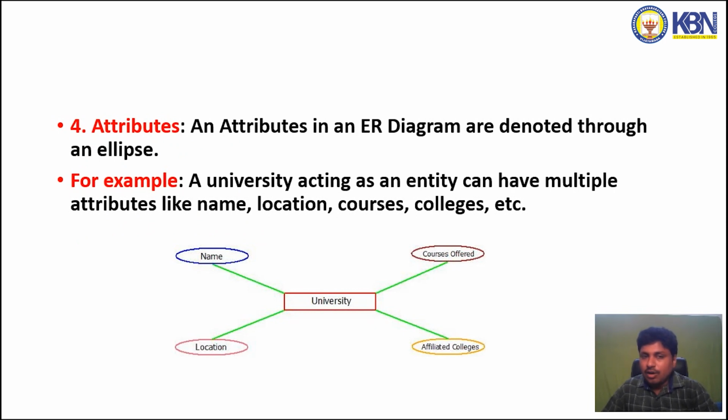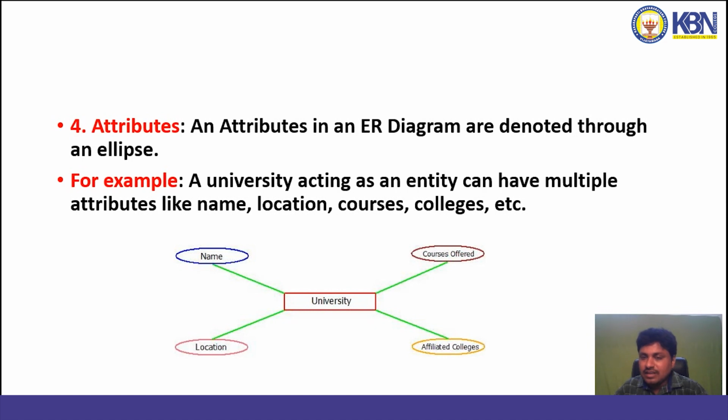Another component we have is for representing the attribute, which is the oval shape, the ellipse. Let us take an example: a university acting as an entity has multiple attributes, like the name of the university, location, the courses offered as another attribute, and the affiliated colleges. These are also attributes.